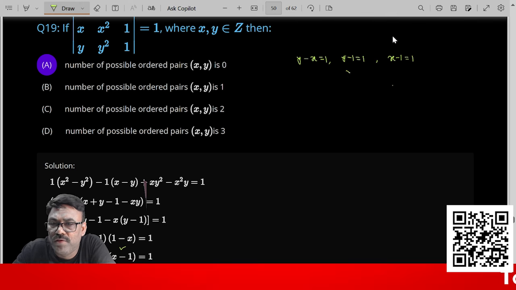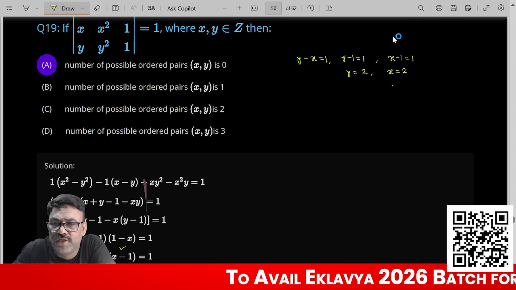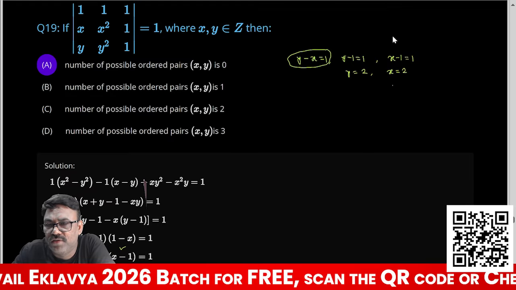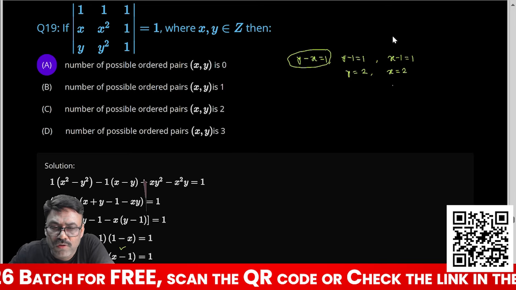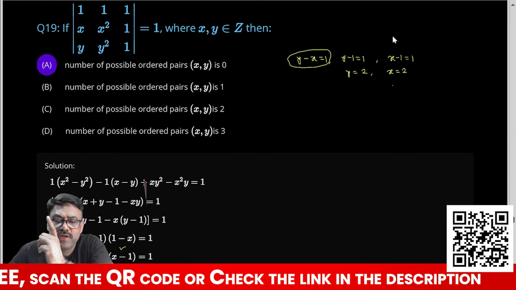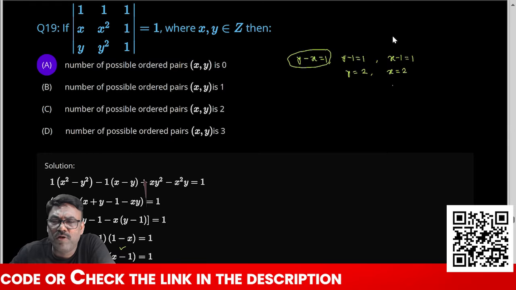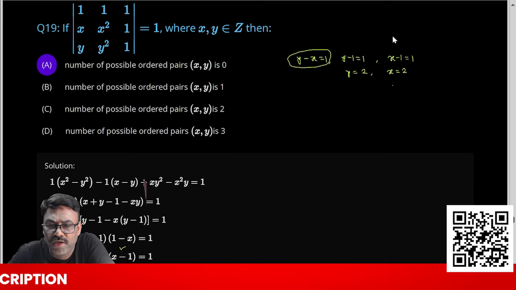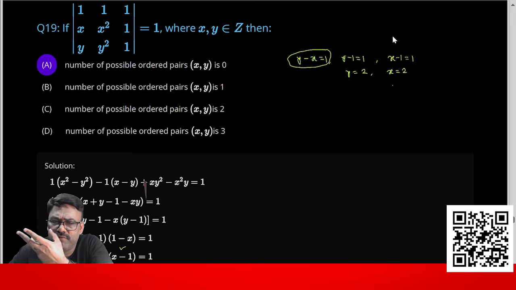But it is not possible because here I get y is equal to 2, x is equal to 2. But when I put y is equal to 2, x is equal to 2, this equation doesn't get satisfied. So this is not possible, all of them 1. Or two of them should be minus 1 and one of them should be 1. So this one will also not be possible. Just take, let's say, y minus x is 1 and the remaining 2 are minus 1. This one is also not possible.